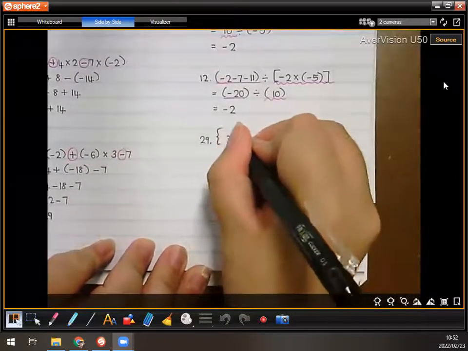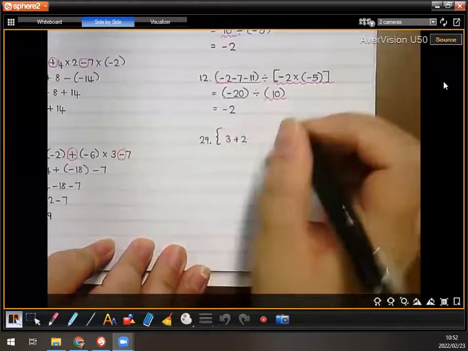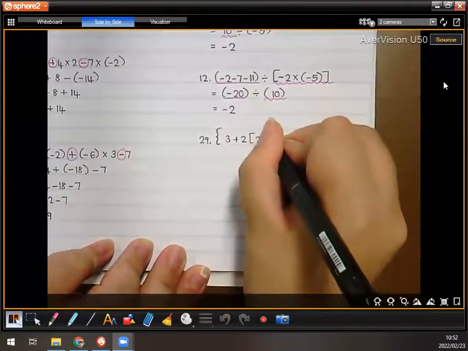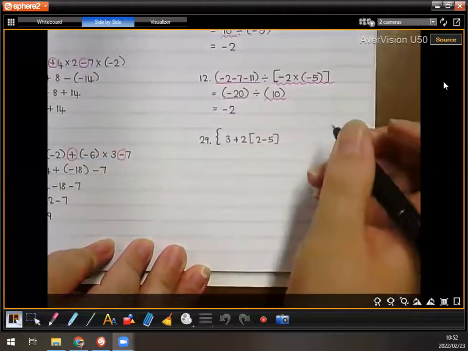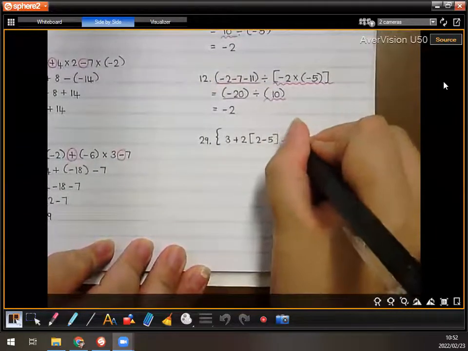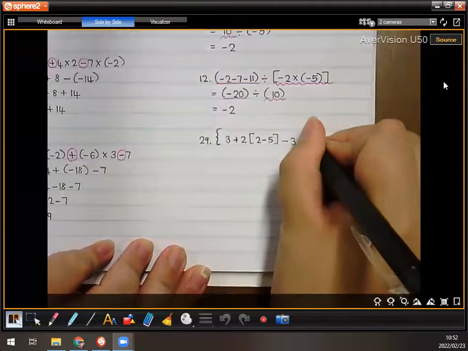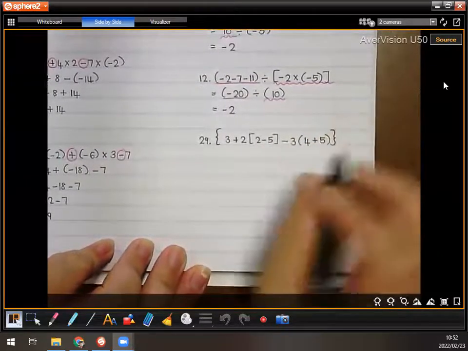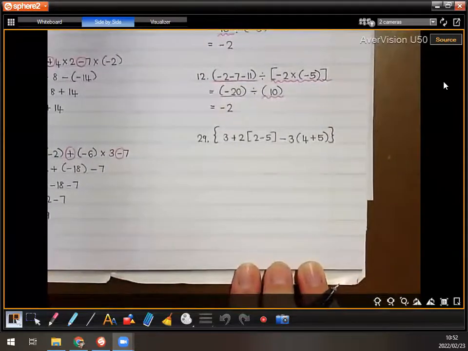And then inside they have a 3 plus 2, and then there's a square bracket, 2 minus 5, and then minus 3, and then a round bracket, 4 plus 5. And then they are closing those curly brackets again.